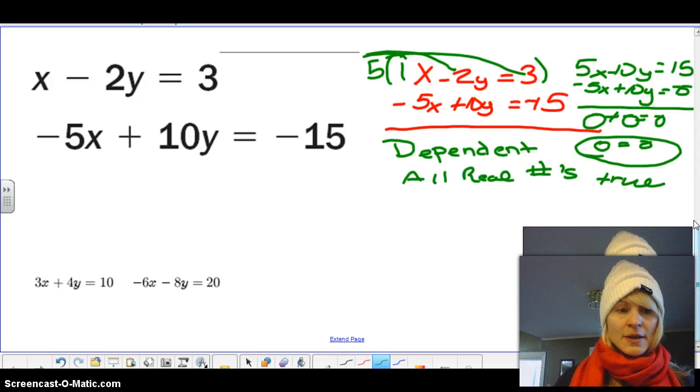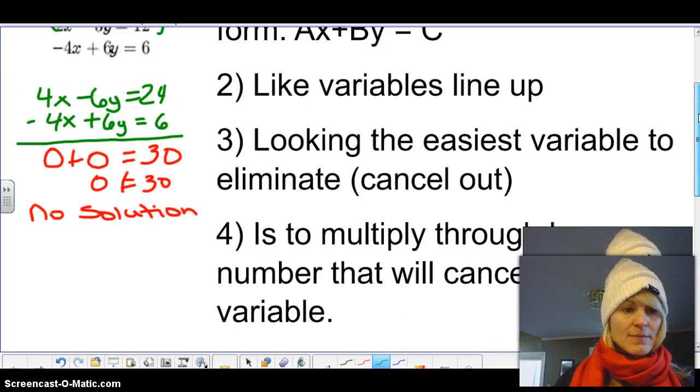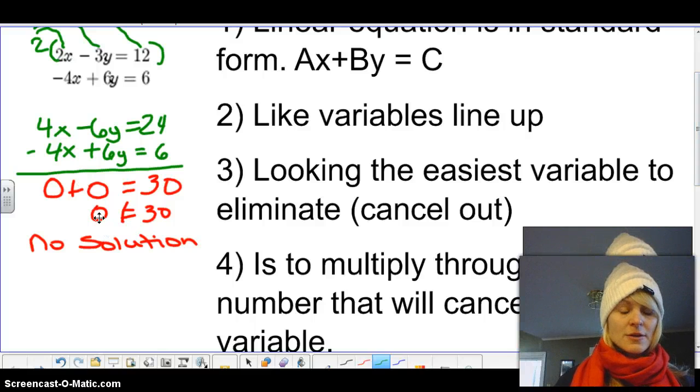Whereas up here, when we did the math, we had 0 equals 30, which is not true. So because this is not true, they're parallel lines, and that's the solution. You might want to write a couple of notes about that. If the statement is not true, it's parallel, no solution.